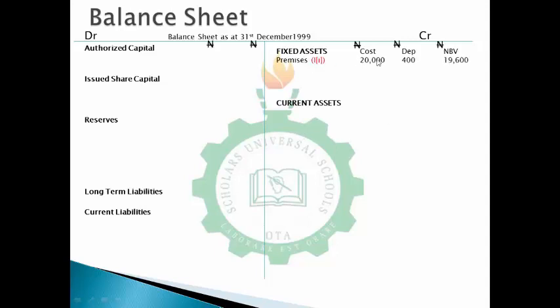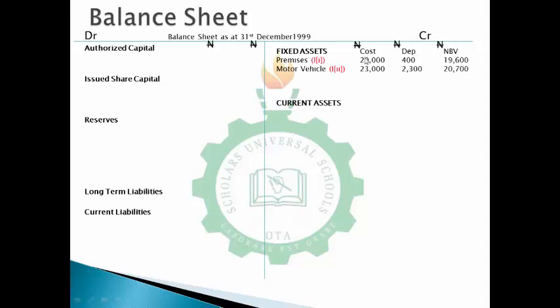Now for the assets, you said the cost of the premises is 20,000 naira. You take out your depreciation of 400 from premises, you get 19,600. The next is motor vehicle of 23,000. You take out 2,300 from 23,000, you get 20,700. Now this is cost, this is depreciation, this is net book value.